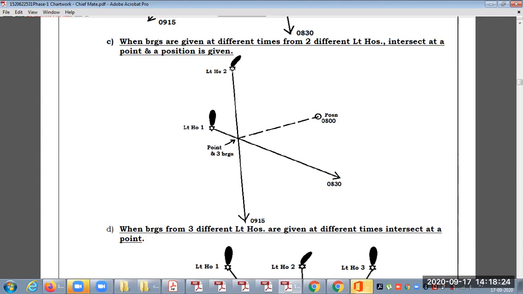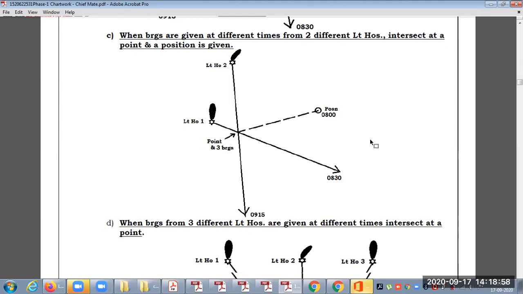So you have two bearings from two lighthouses, 1 and 2, and there is a point of intersection, and we have one fix. From the fix, we will join to the point of intersection so that we get a common point for all the three bearings. We don't take the bearing of the lighthouse from the fix, but we join the fix to the point of intersection, and we get a point where we have all the three bearings, or 3-point bearing.